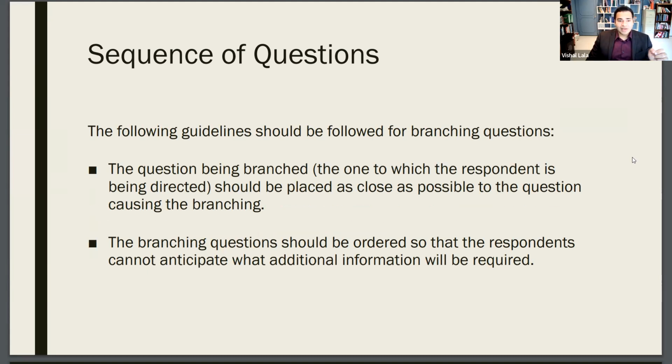When you're going to use branching, the question being branched should be placed as close as possible to the question causing the branching, so people can understand what is leading into the branching that they're being sent along. The branching should be ordered so that respondents cannot anticipate what additional information will be required.